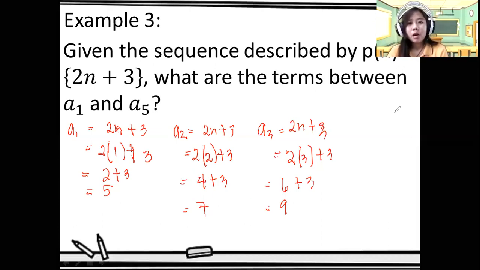Okay, now always write it down here. A sub 1, the set of 5, 7, 9.